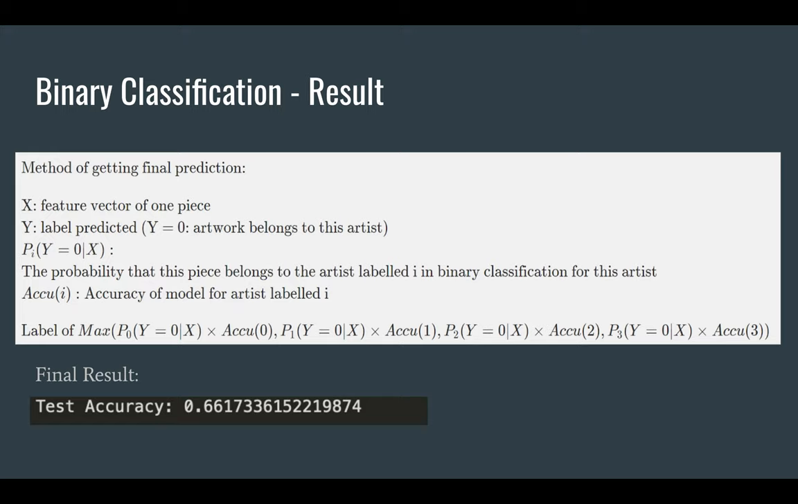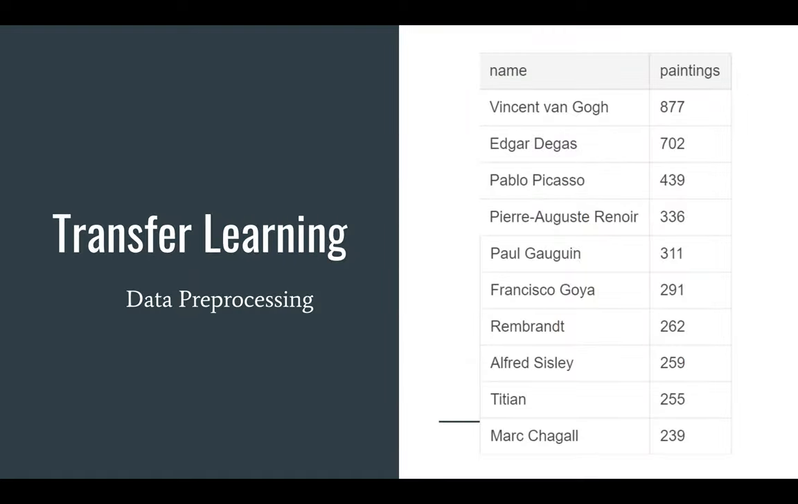As the formula shows, to get the final prediction label, we first put each piece into the binary classification of the top four artists, and then we multiply the probability of this piece belonging to this artist by the accuracy of this model. Then we compare the four results and pick the artist that produces the highest result as the prediction. The final result is about 66% and is within expectation, as it is not far away from the basic image classification CNN network.